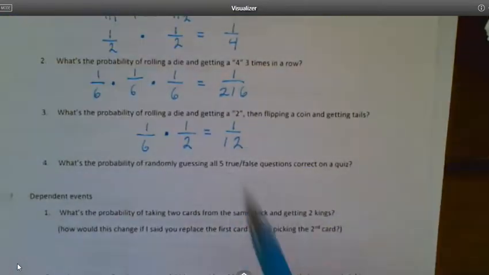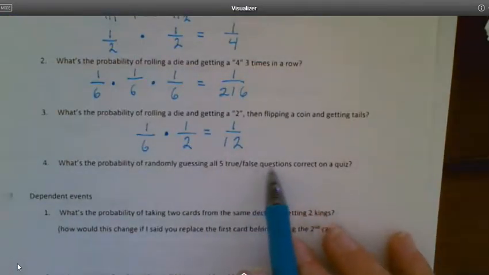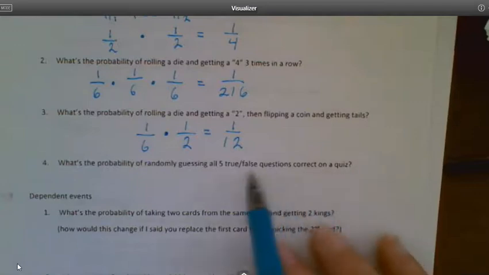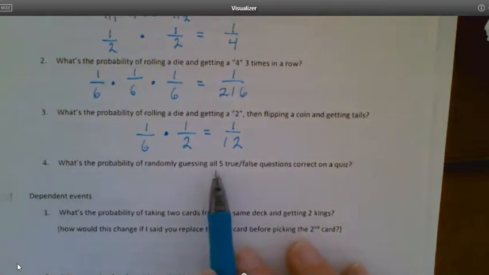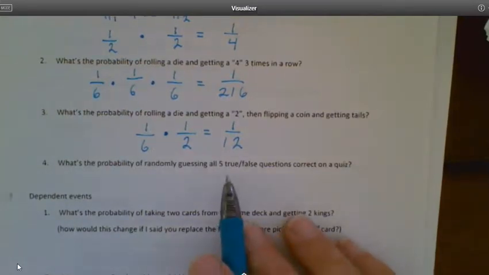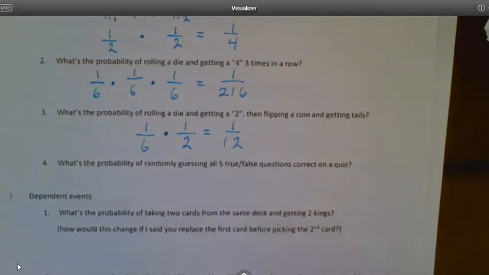And then last one here. What's the probability of randomly guessing all 5 true-false questions correct on a quiz? This one's always an interesting one, because if you think about it, if I gave you guys a quiz that was true-false, and it only had 5 questions on it, a lot of people would say, oh, well, this is easy. I can just guess, and I should probably do okay, right? Well, what's the probability? And this isn't very big. This is only 5 questions.